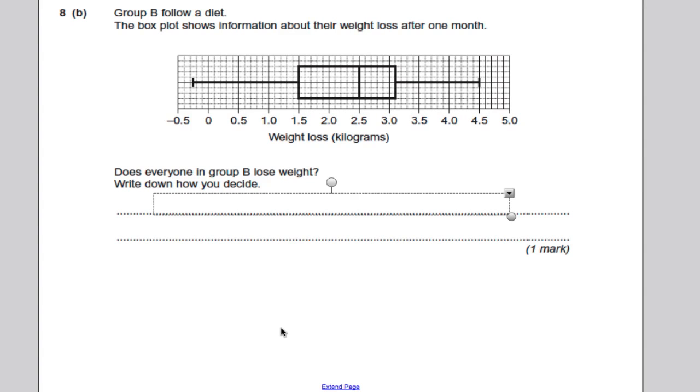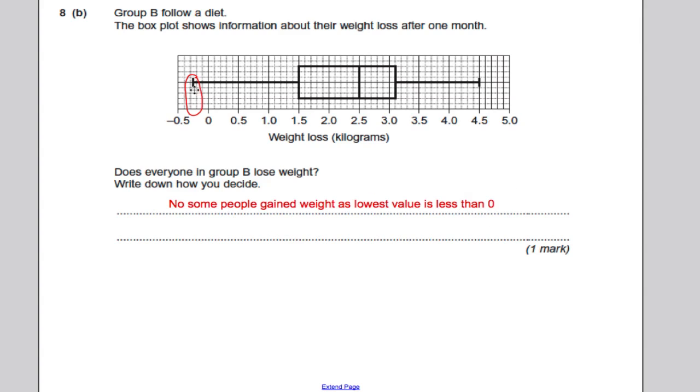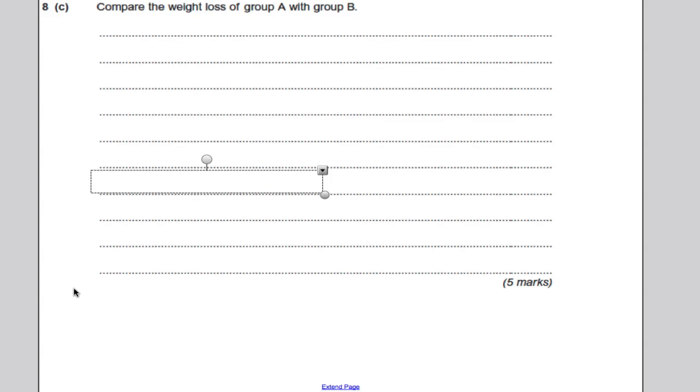Next question. It says we got group B here shown by a box and whisker plot, and we're asked, does everyone in group B lose weight? Well, if we look at the minimum value, which comes from here, the minimum value is actually less than 0, so I would say no. Some people have actually put on weight because the lowest value is less than 0.